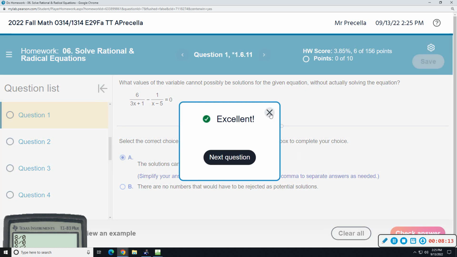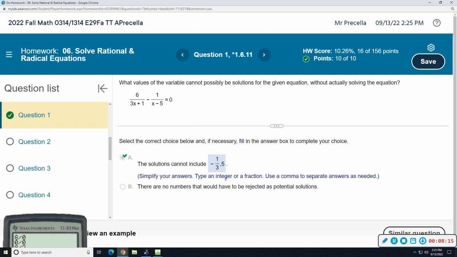So what you're doing is finding the numbers that can't possibly be solutions. When we actually start solving the equations, if these numbers turned out to be the answer, we'd have to mark them out. We'd have to say no solution. So once we actually start solving equations, there will be an A and a B, and part B will always be there's no solution.